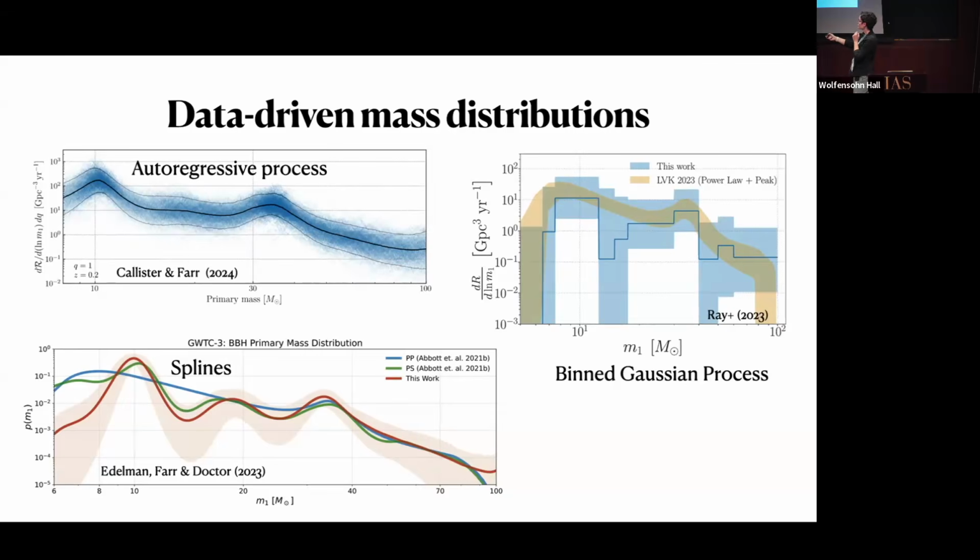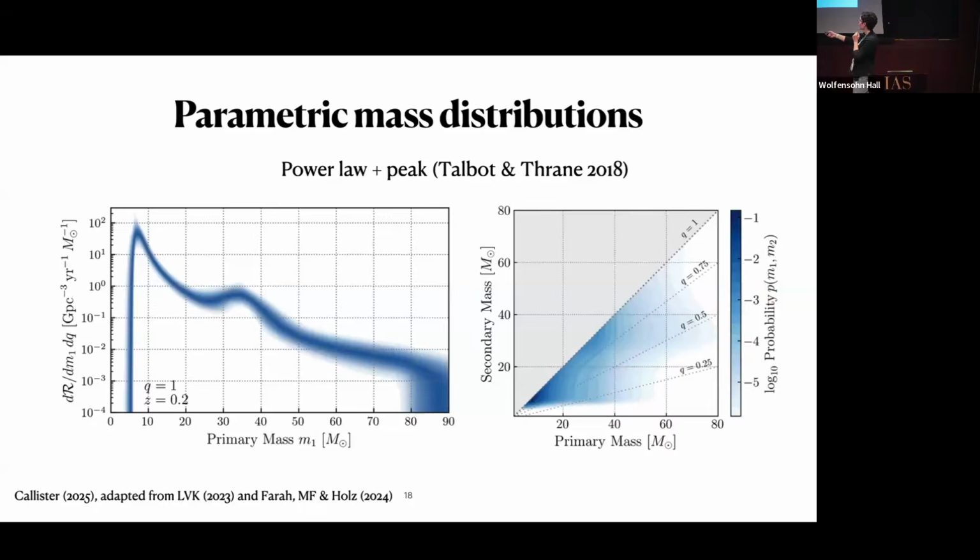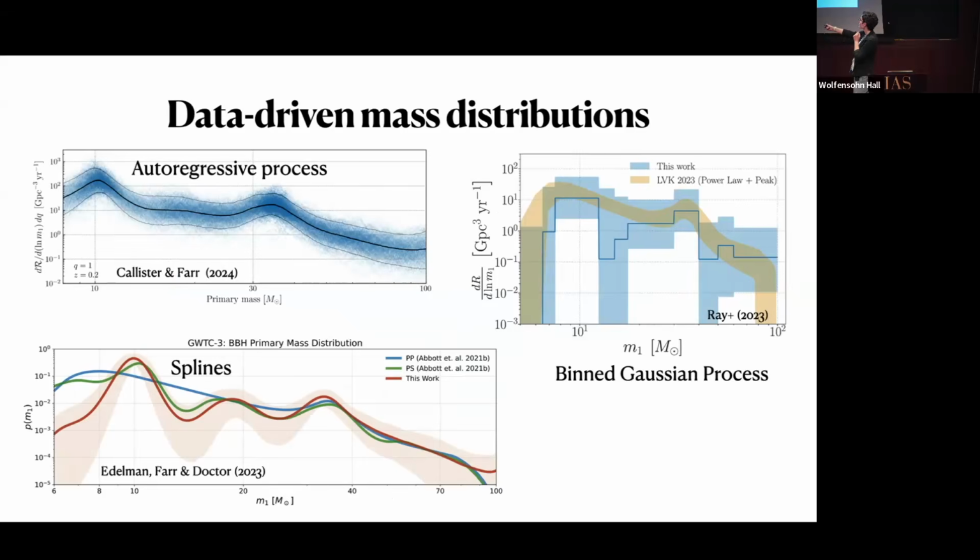This ends up looking similar to something like this power law plus peak, but you still get this peak here. But now it seems like there's also a peak at like 10 solar masses. The spline model finds something similar. This model starts from something like a power law and then adds these spline perturbations on top of it. Here in blue is the power law plus peak model, and then in orange is their spline fit. This is from a paper from a couple years ago by Bruce Edelman, Ben Farr, and Zoheyr Doctor.